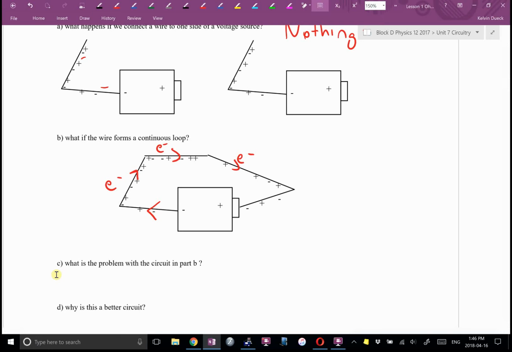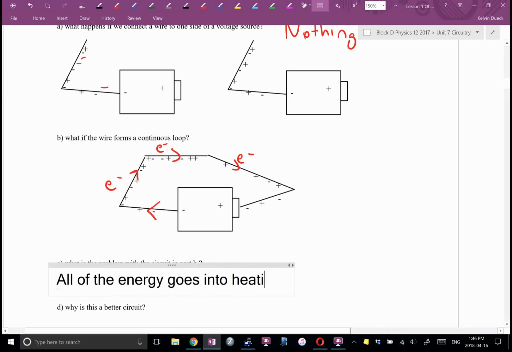Okay, the problem with this is all of the energy goes into heating up the wire. This is a dangerous circuit because the energy's got to go somewhere. Law of conservation of energy says it's got to go somewhere. It would prefer to go into running some kind of a device, making a light bulb glow, turning on your iPod, whatever. Here, all that's going to happen is the charges are going to end up on this end. They will have lost their energy. They will have given it to the wire. The wire will glow red hot.